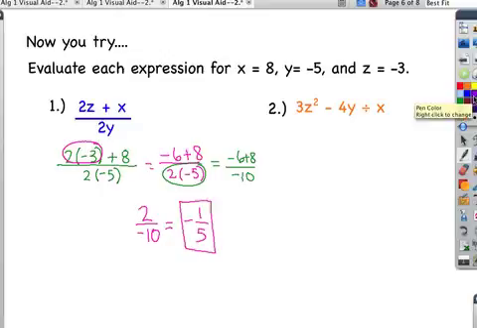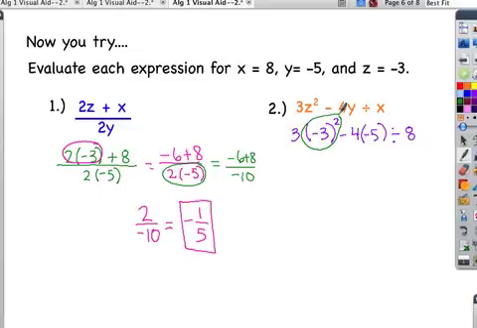Number 2, 3 times z, or negative 3, squared, minus 4 times y, which is negative 5, divided by x, which is 8. There's nothing to do within the parentheses, so I go on to my exponents. Negative 3 is in parentheses. When I square it, I get positive 9. Now that I'm done with exponents, I do multiplication and division from left to right. 3 times 9 is 27.